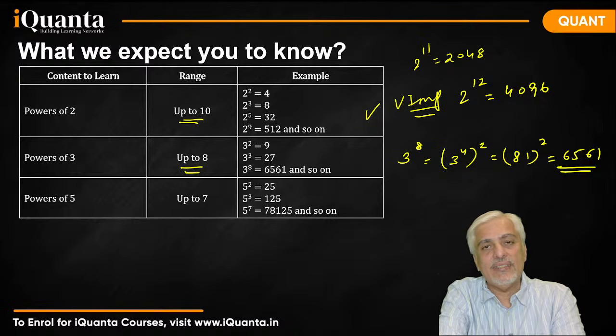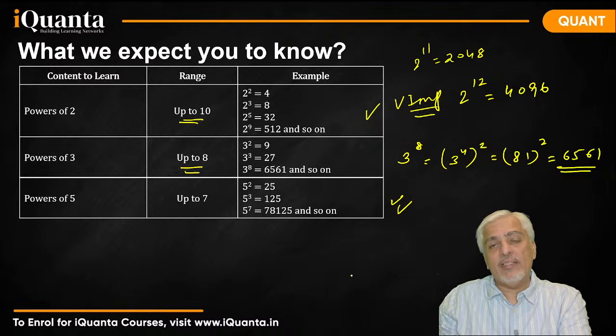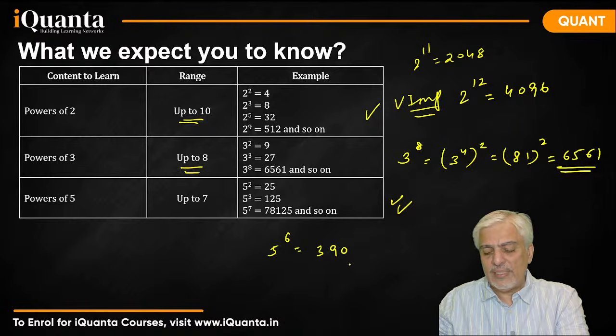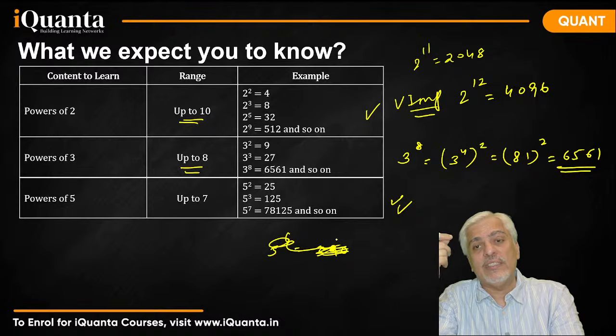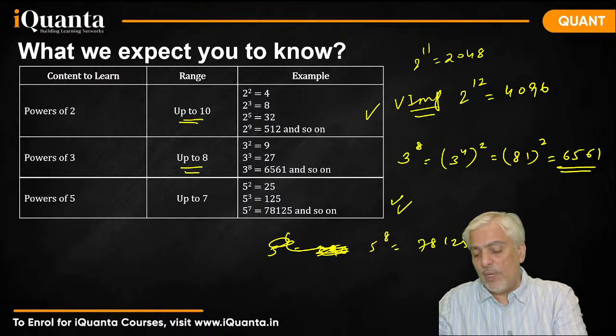Powers of 5. If anybody had done this well, CAT 25 mein there was one question about the sum of the digits where 5 raised to 6 was needed. 5 raised to 6 was needed, jiska answer tha 15625. Okay, 5 raised to 7, 8 was needed. CAT 25 ka jo number tha usmein 5 raised to 8 was needed. 5 raised to 8, so it is 78,125 into 1 more 5.